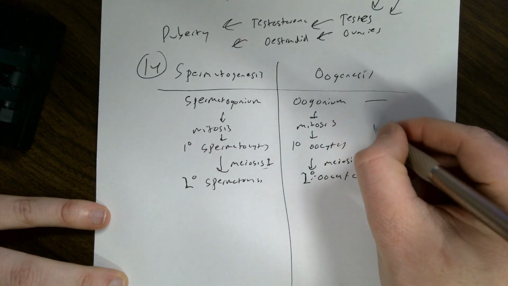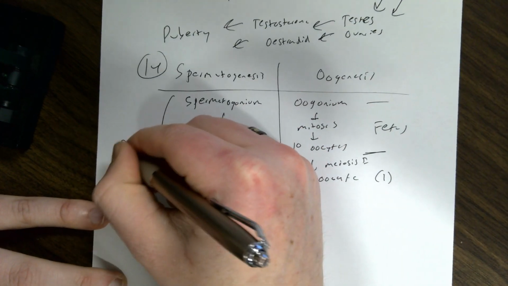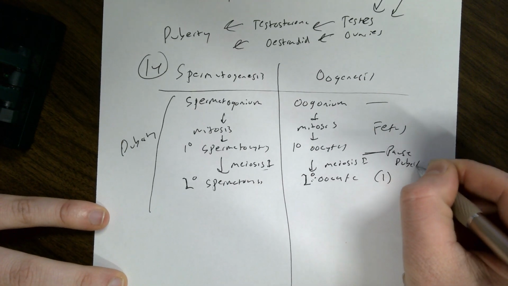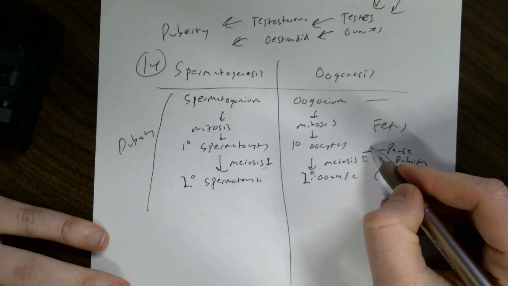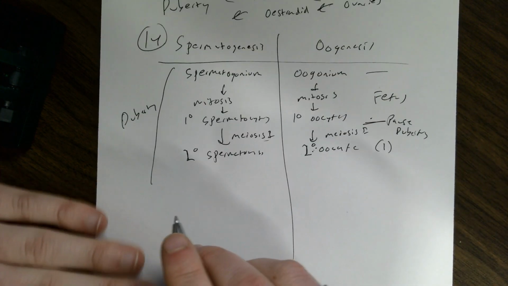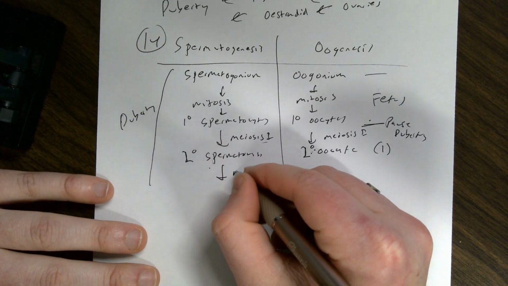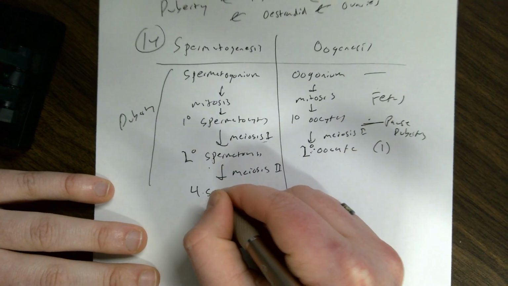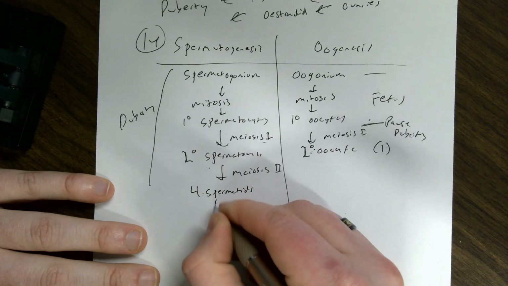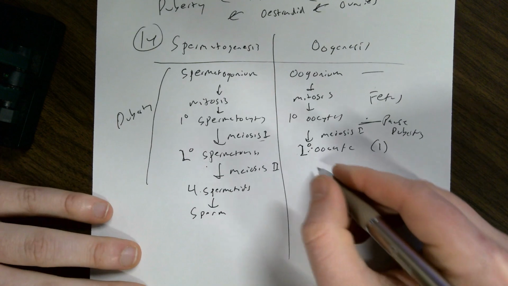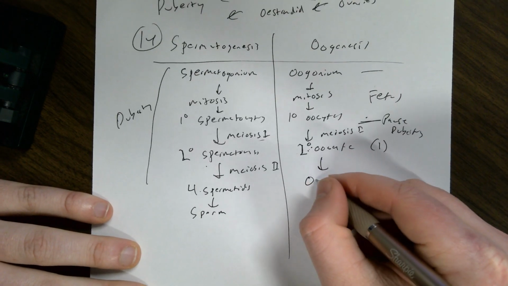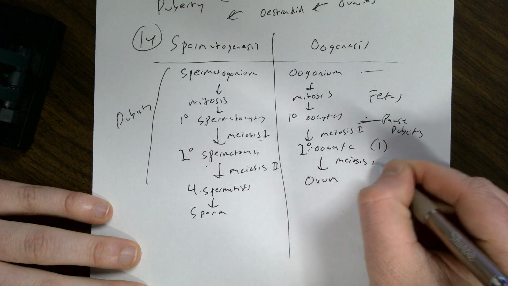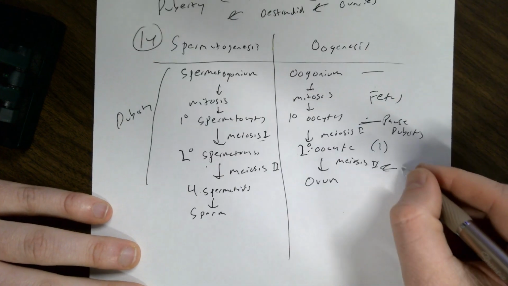This is also in the fetus. For here, it's all after puberty. There's a pause right here until puberty, and then this resumes. So this one happens in the fetus, this one starts at puberty. Now, these will then undergo meiosis 2, and in this one it creates 4 spermatids, which then develop into sperm through differentiation, and in this one it creates an ovum, but just one. This, once again, is meiosis 2. This one doesn't happen until fertilization.